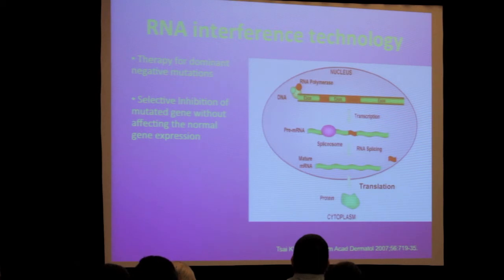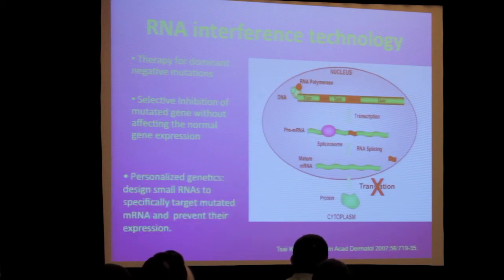So I'm just going to do a short biology lesson. We're back into the nucleus of the cell. We have our DNA, and the DNA is transcribed into mature RNA. This mature RNA comes out into the cytoplasm and is translated into a protein. So with this technology, basically what happens is that the translation of the mutated gene is stopped and the protein is not produced. So you're just left behind with the good gene.